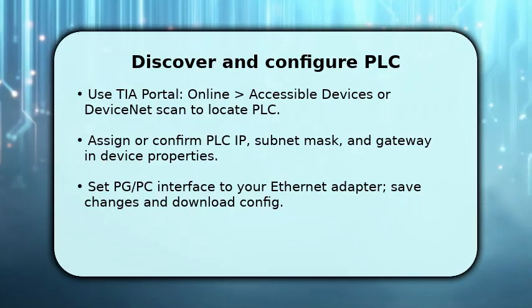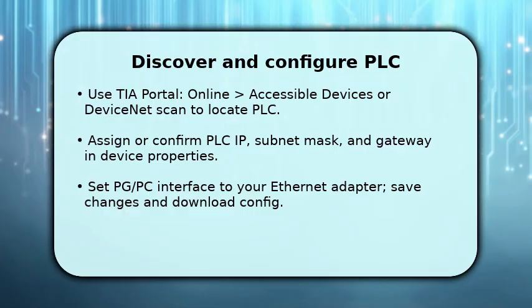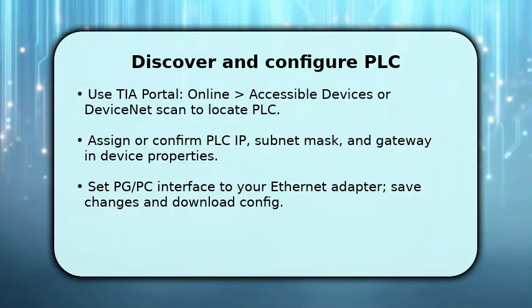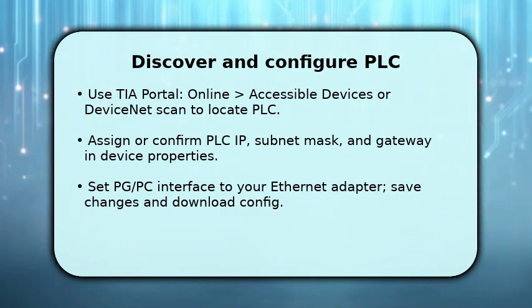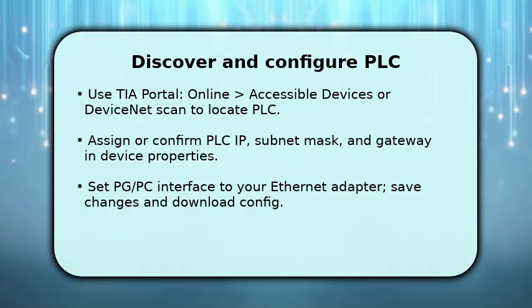Once the PLC appears, edit its network settings. Assign or confirm the IP, subnet mask, and gateway so other devices reach it. After verifying addresses, compile if needed and download the configuration to the PLC to apply the network parameters.